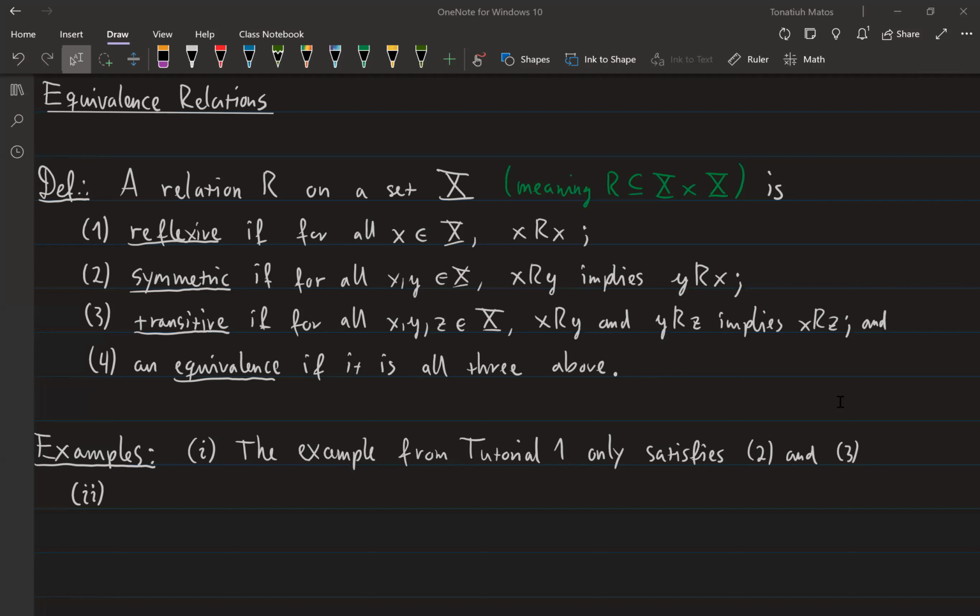Now, let me give you some interesting examples. So the example from tutorial 1 satisfies 2 and 3, but not 1, right? It's an example of a symmetric transitive relation that is not reflexive. And the TA probably gave you slightly different examples. I posted my solutions and that has one example. Can you give me an example of something that satisfies 1 and 2 but not 3? Give me a reflexive and symmetric relation that is not transitive.